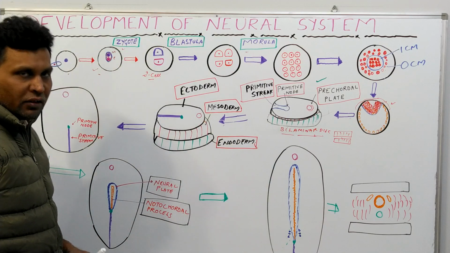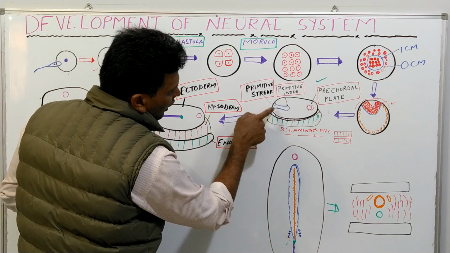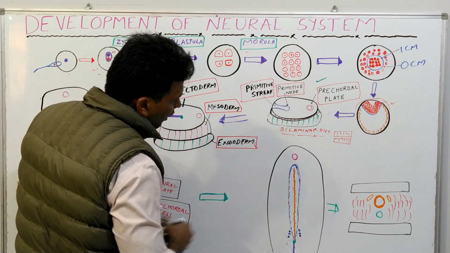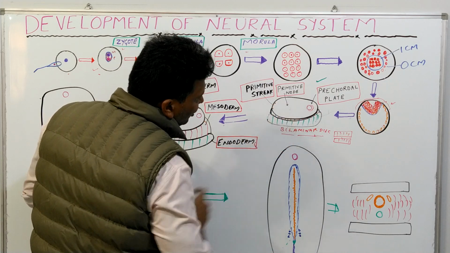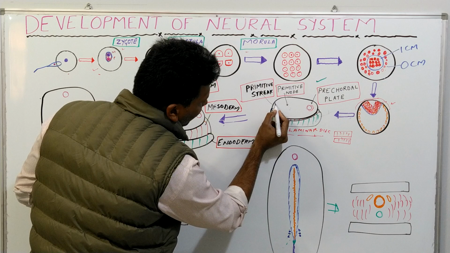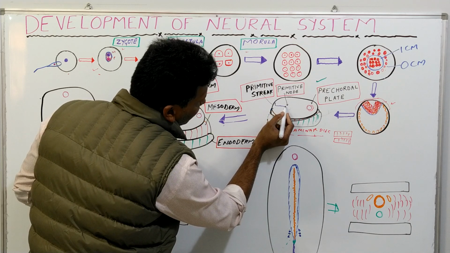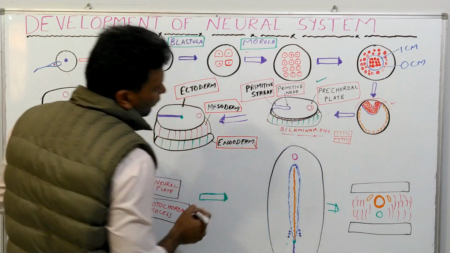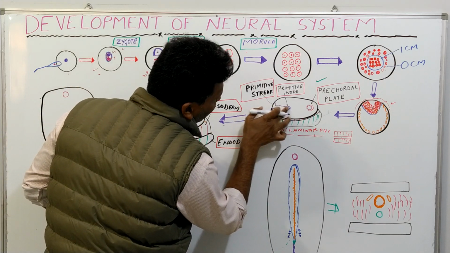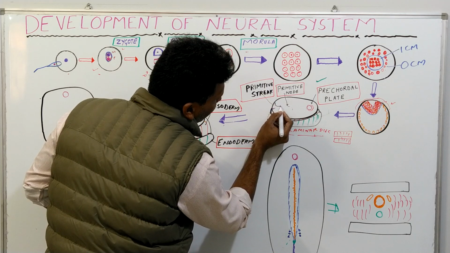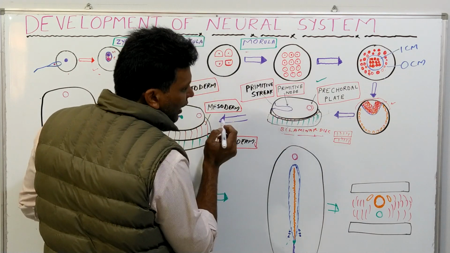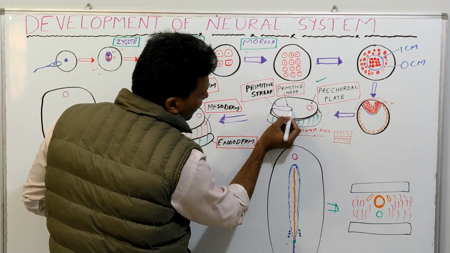This is called the precaudal plate. Now move forward. At this point, the cells are degenerated. Here a few cells are degenerated longitudinally, and when these cells undergo degeneration, there will be a gap. See, these cells are undergoing degeneration longitudinally toward the procaudal plate.